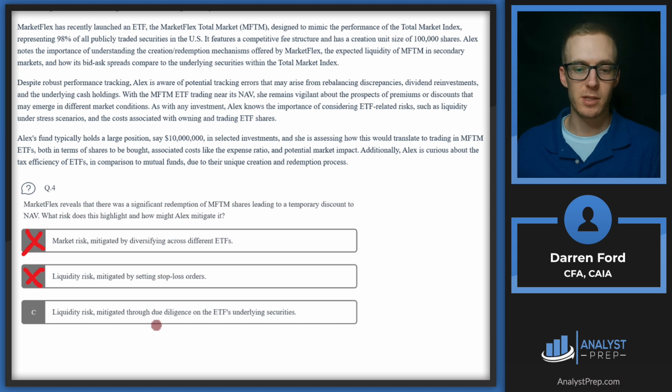So then liquidity risk mitigated through due diligence on the ETF's underlying securities. That's correct. If you're going to be trading huge volumes in these ETFs, you want to make sure that you're not going to make any price impact on what you're doing. And this is why you see a lot more ETFs, especially actively managed ETFs, in the large cap space. There's just a lot more liquidity in those underlying securities, so you don't have to worry about price impact. So we'll go with answer C.